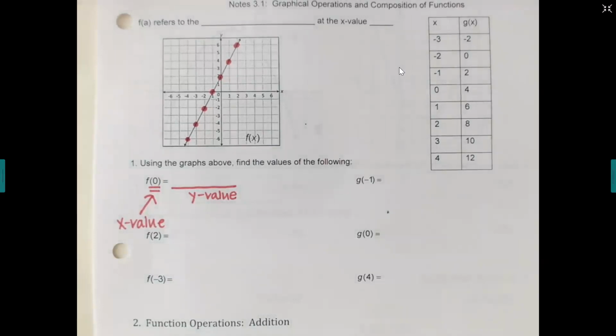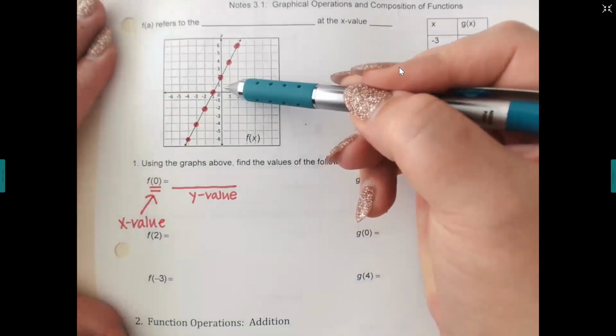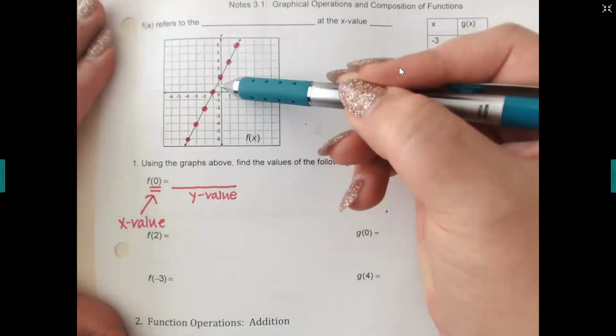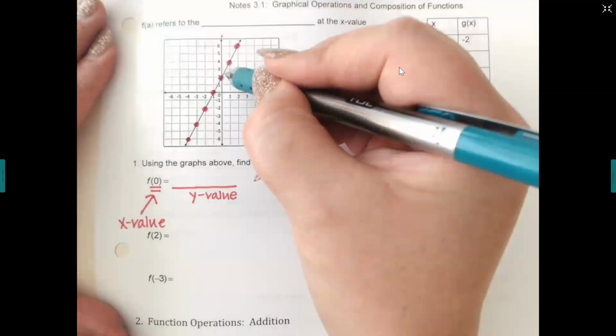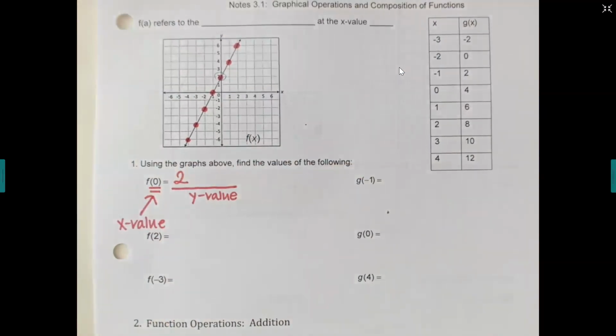F of 0, you're going to go to 0 on the x-axis. And then find where your pretty point is. So if I go to 0, 0 is right here. Then I want to go up and down to the closest pretty point. The closest one is right here, which is at a height of 2. Notice that I'm using a positive 2 because my dot was up, not down.